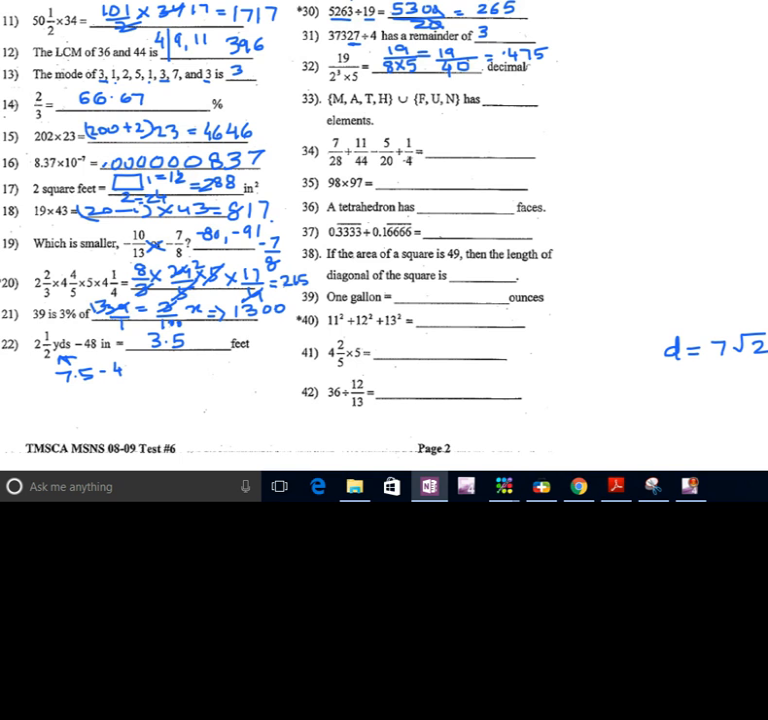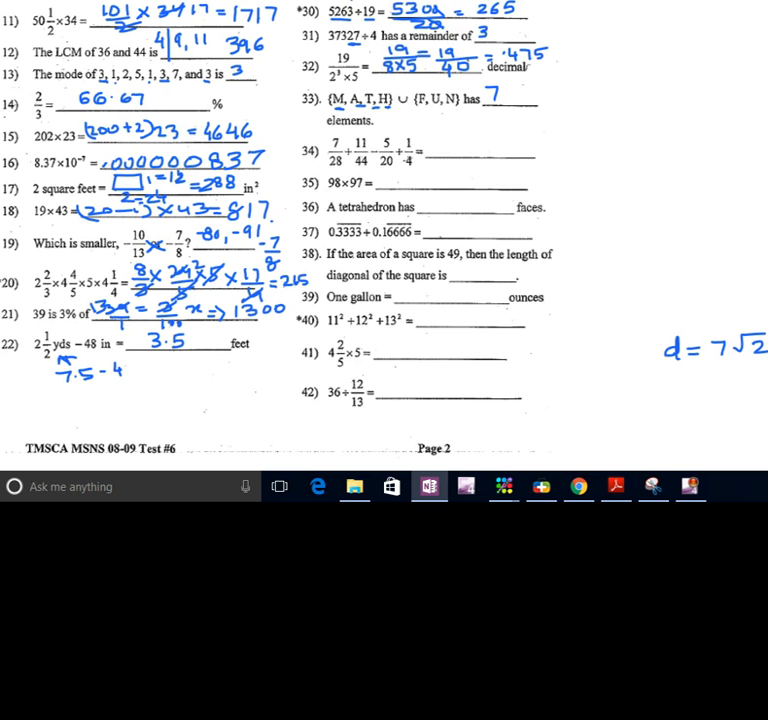0.475. The union of these two sets has how many elements? So let's see. M is not in this set, A is also not in this set, T and H are also not in this set. So basically this will be a set with 7 elements.